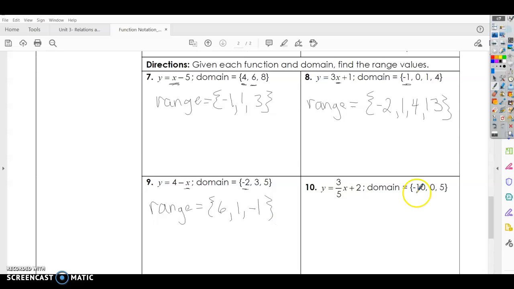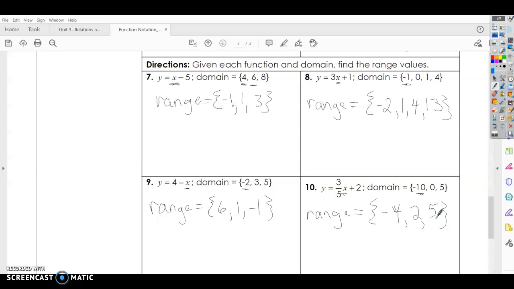All right, for the next one, same thing. We're going to find our range by plugging numbers into the function. So our range, so take -10, plug it in for x. 3/5 times -10 is -6, plus 2 is -4. Take 0, 0 times anything is 0, plus 2. And then 5 times 3/5 is 3. 3 plus 2 is 5.